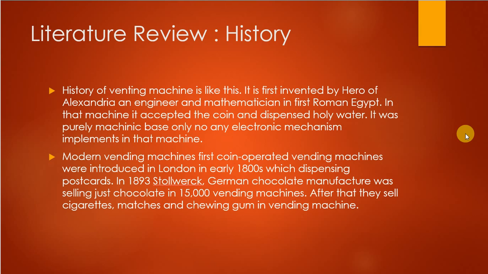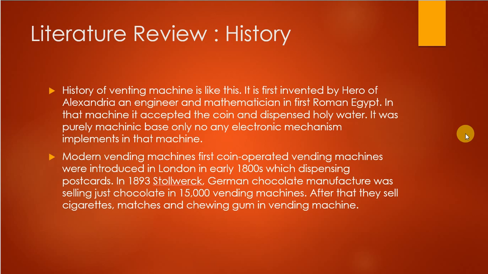According to this project, I made some literature review, and here we introduce some history. The vending machine was invented by Hero of Alexandria, an engineer and mathematician of Roman Egypt. They made a vending machine where you put in some coins and you get some holy water. This was purely based on mechanism. It only used mechanical parts. There was no electronics or programming code at that time.